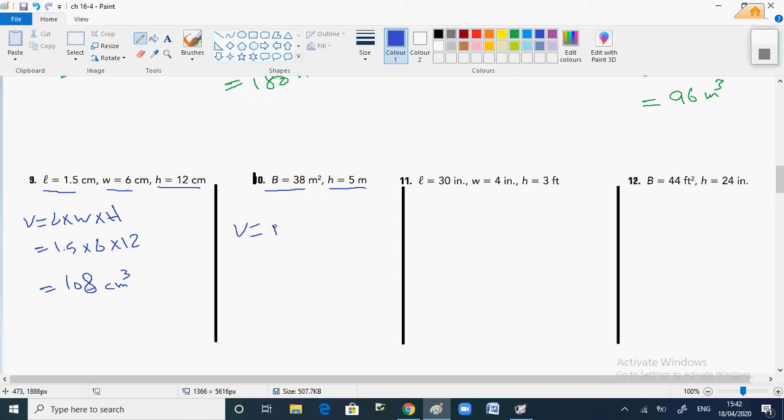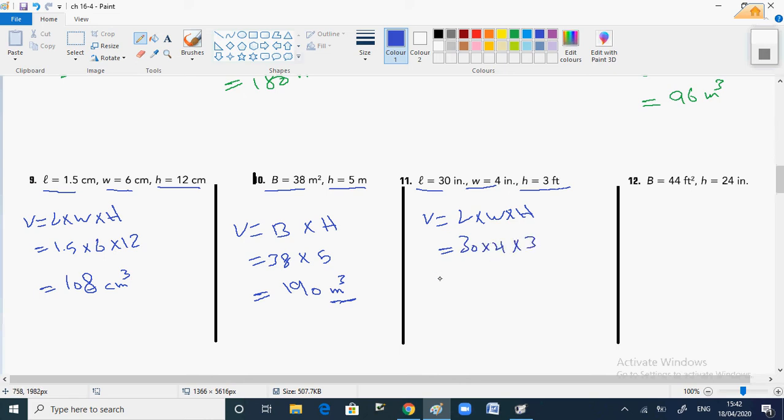So volume is B times height. 38 times 5. I will get what? 190 cubic meters. Don't forget the unit. Here I have length, width, and height, so I will use the normal one, length by width by height. 30 times 4 times 3, I will get 120 times 3. The answer is 360 cubic feet.